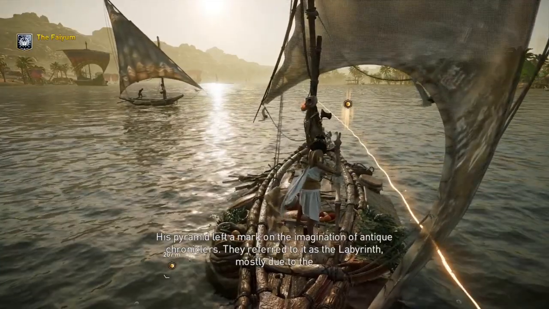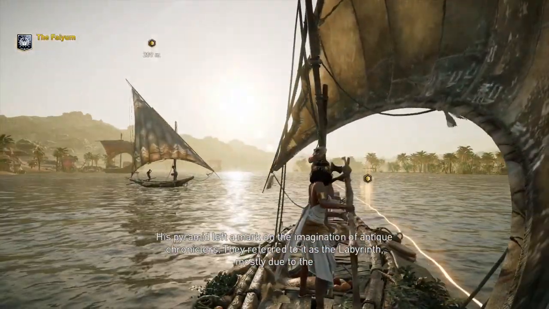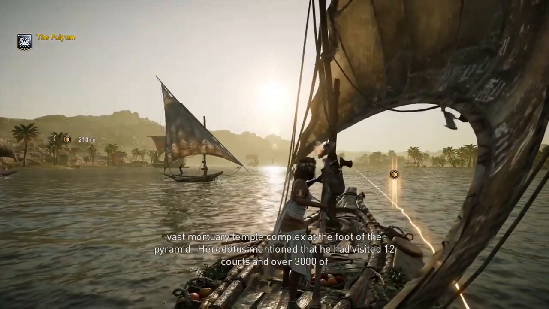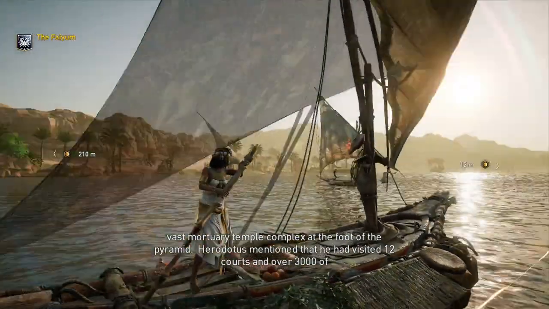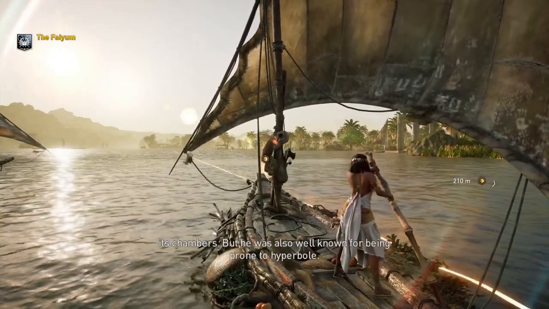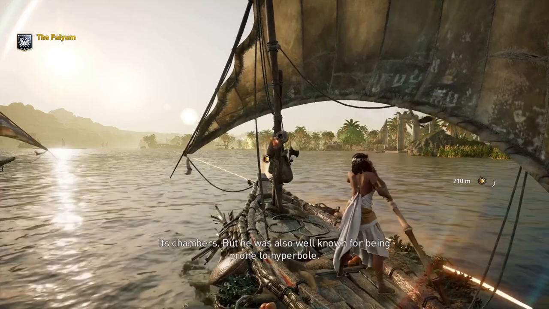They refer to it as the labyrinth, mostly due to the vast mortuary temple complex at the foot of the pyramid. Herodotus mentioned that he had visited 12 courts and over 3,000 of its chambers. But he was also well known for being prone to hyperbole.